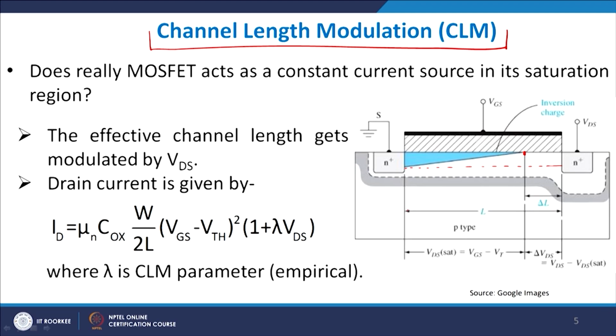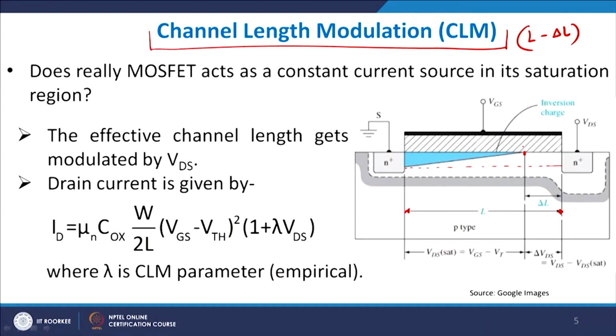So, the channel length, which was initially from this point to this point, has actually reduced by a factor delta L, and therefore the effective channel length is L minus delta L. If you define channel length as that length at which the inversion charge is available, then by that definition you will automatically have a reduced channel length, given by L minus delta L at this particular point.